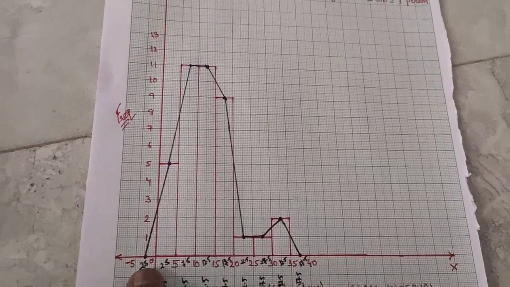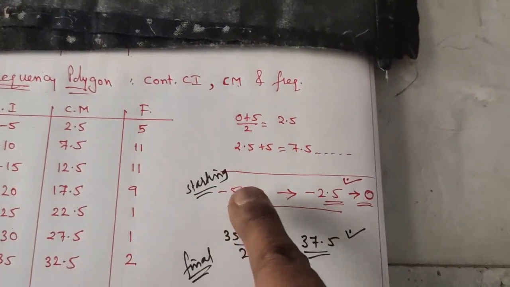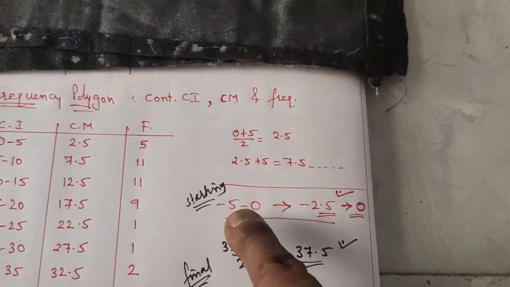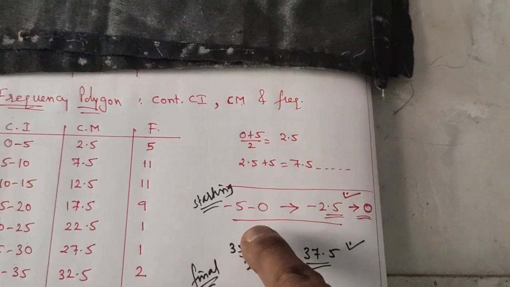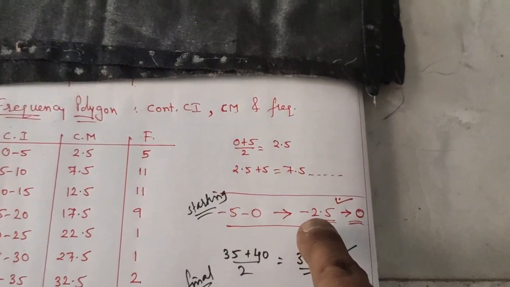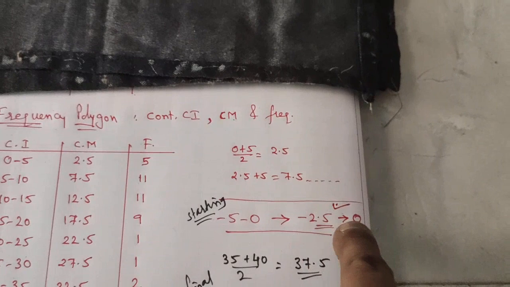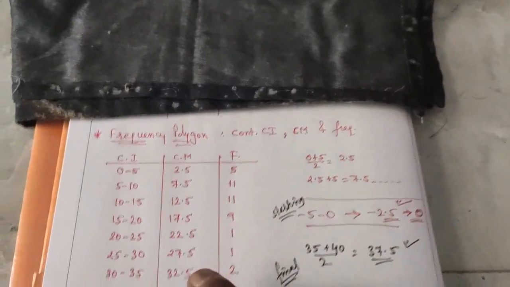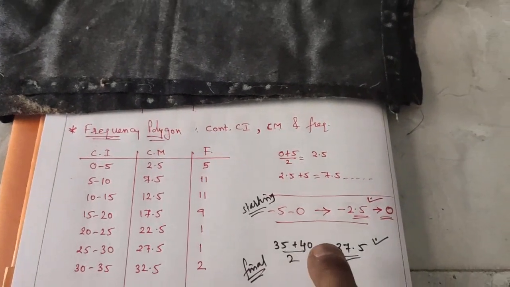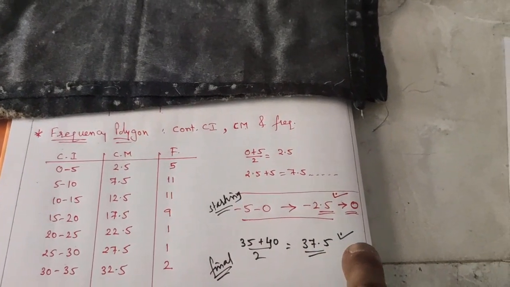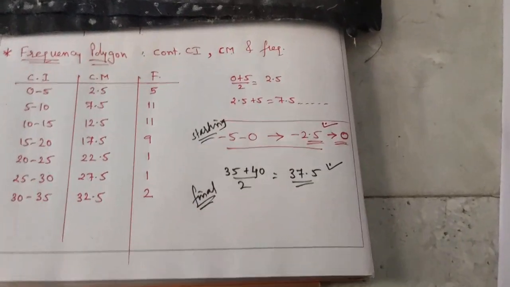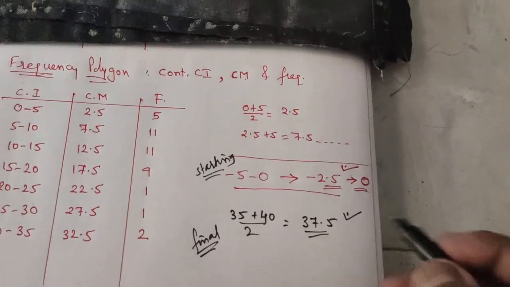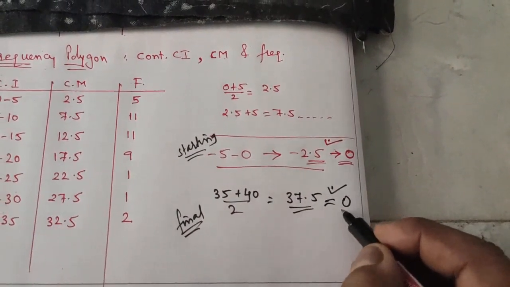Here this is the starting point. -5 to 0, that is a class mark. And if we add -5 plus 0 upon 2, you get -2.5, and for that you are going to take frequency 0. And here the last part, 35 to 40, 35 plus 40 upon 2 is 37.5, and for that the frequency you are going to take again 0.